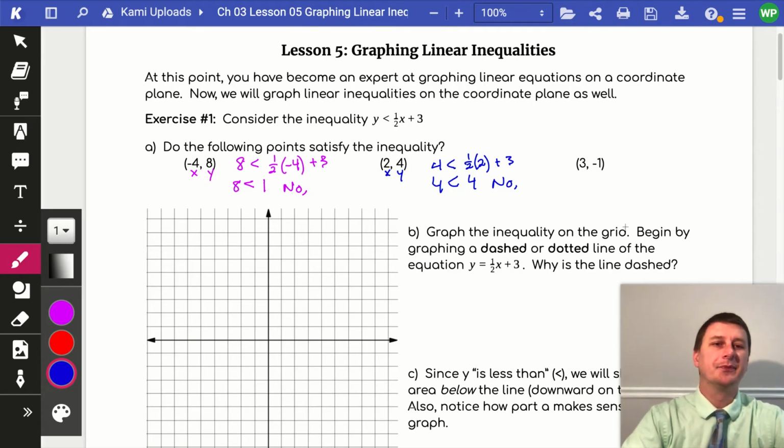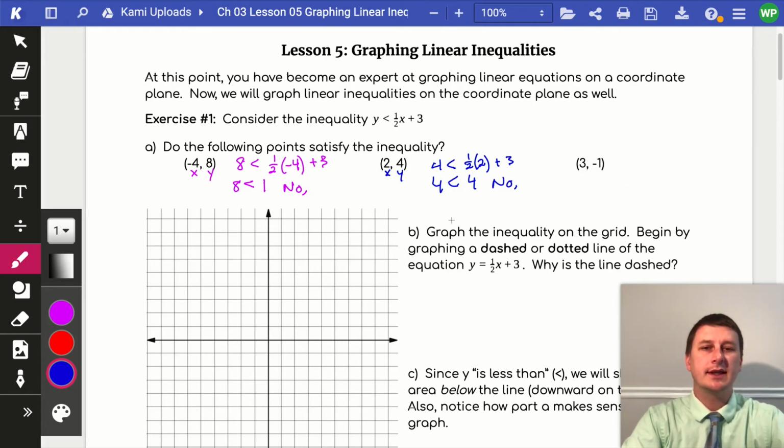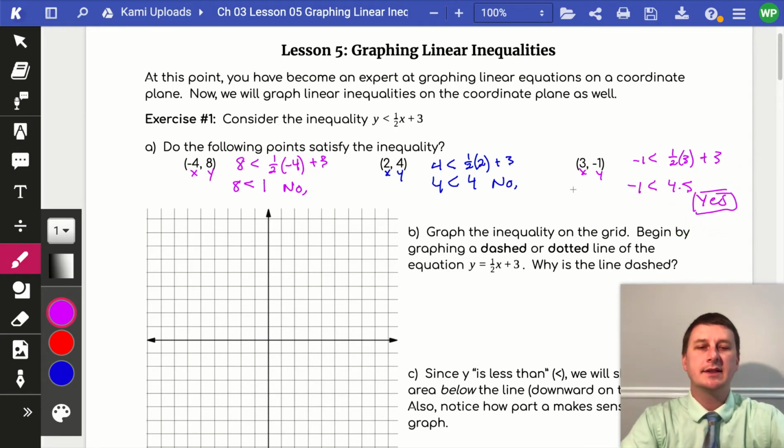Let's check out the third point. 3, -1. So we'll take that x and y value again, and we'll substitute them in, and we'll get -1 is less than half of 3 plus 3. So we'll get -1 is less than half of 3 is 1.5, plus 3 is 4.5. And is -1 less than 4.5? And that answer is yes. So this third point does satisfy the inequality, while the first 2 points do not. And we'll see what that means visually when we go on and graph this inequality.